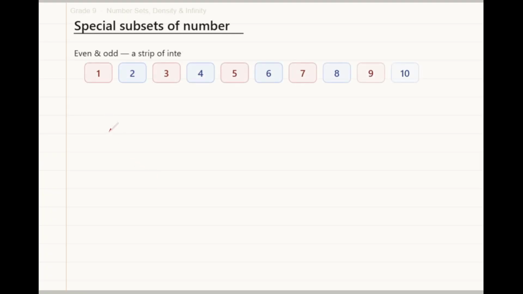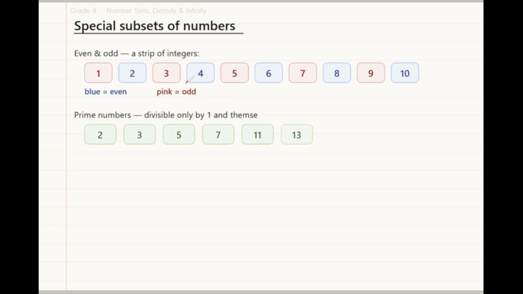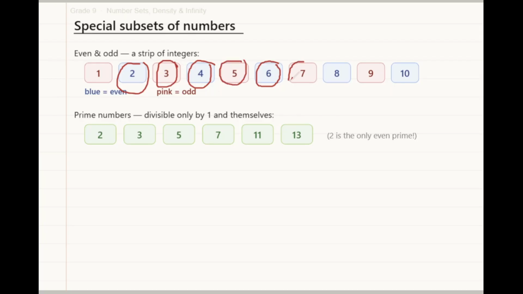So now let's look at some special subsets of numbers. Let's first look at the even and odd numbers. So you know an even number is one which is divisible by 2 with no remainder, whereas whenever you divide a number by 2 and you get a remainder, that's an odd number, right? On the screen you can see the numbers in blue are all even numbers because when you divide them by 2 you do not get any remainder, whereas the numbers in pink, when you divide them by 2, you will always get a remainder of 1.